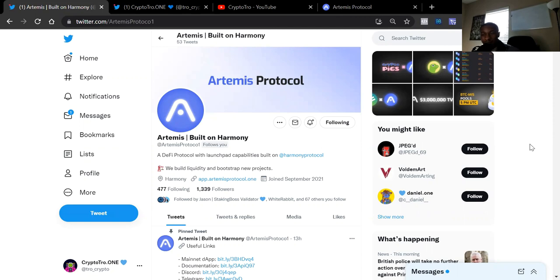And today, man, I want to talk about a new project on Harmony One's blockchain. It's called ARTEMIS. It's pretty much a DeFi protocol with launchpad capabilities built on Harmony protocol. I'm very excited about the Harmony One's blockchain, and I just like covering new projects that I believe will add value onto Harmony as well, and also bring more liquidity to the blockchain as an entirety. So I'm going to get straight into it.